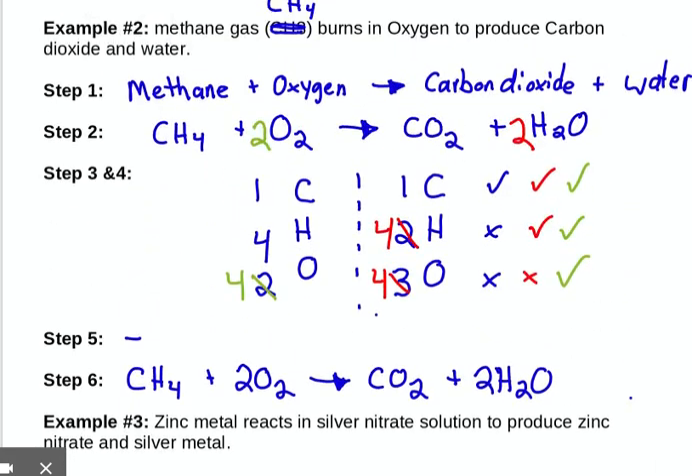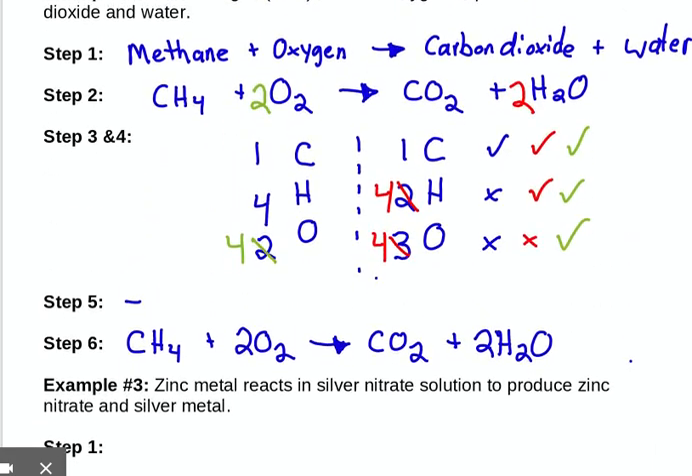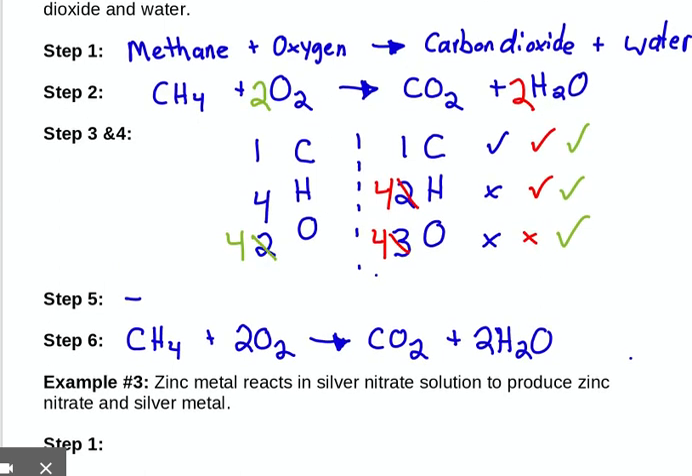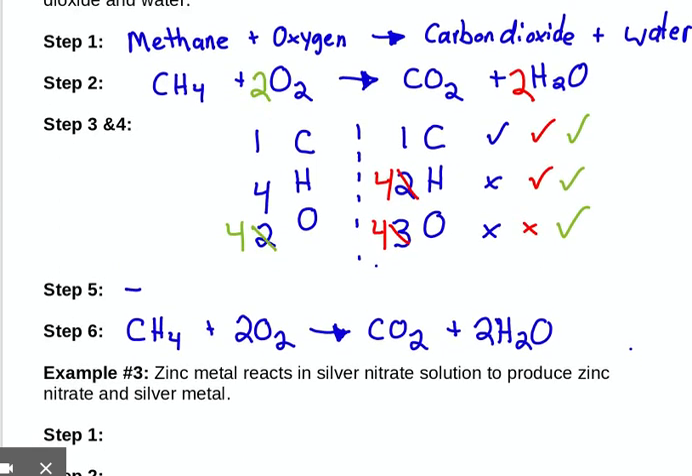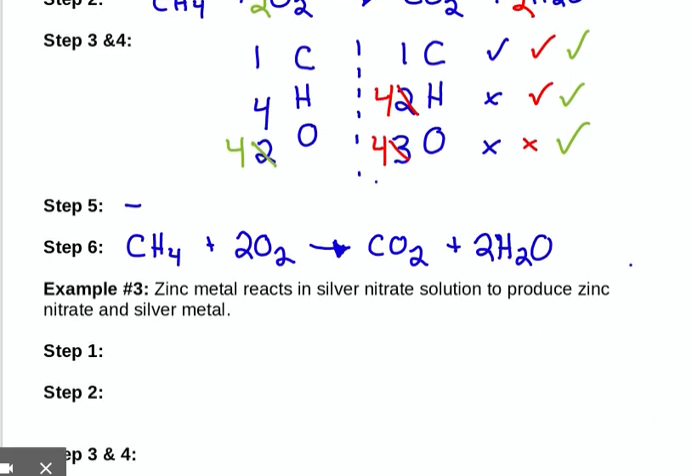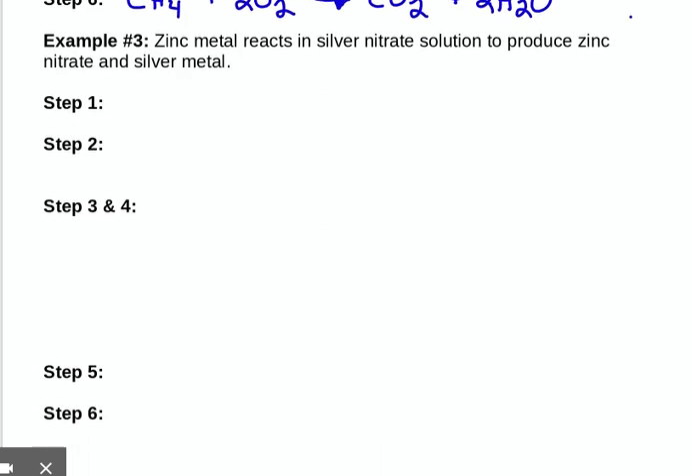Now, you're not always going to have to do all of these steps. Sometimes you might be given the skeleton equation to balance, or sometimes you're given the word equation and you have to go from the word equation, so step 1, down to step 6. So our last example for this lesson: zinc metal reacts in silver nitrate to produce zinc nitrate and silver metal.